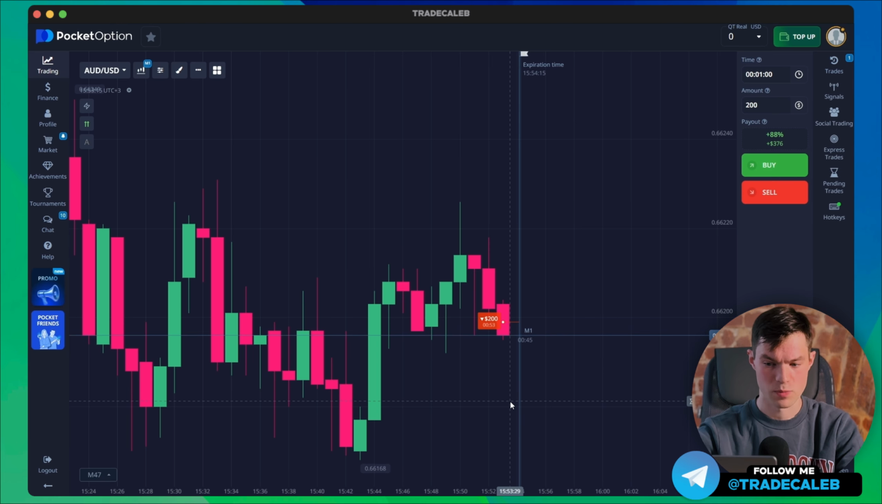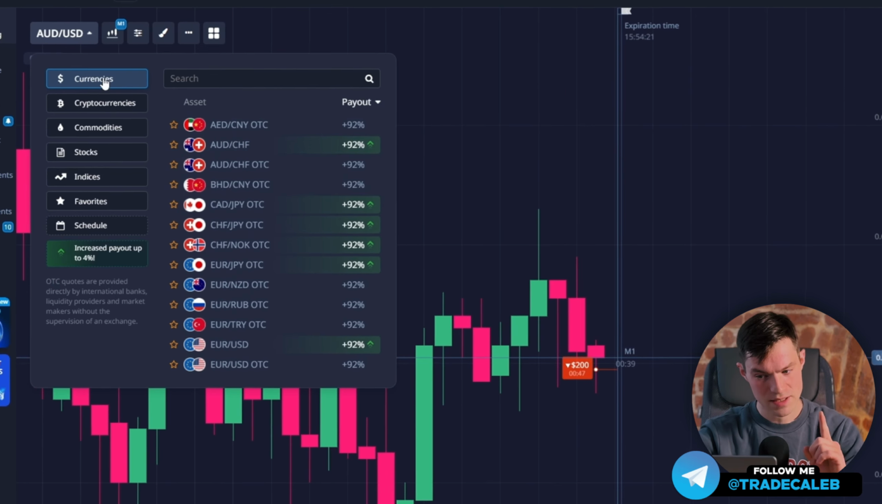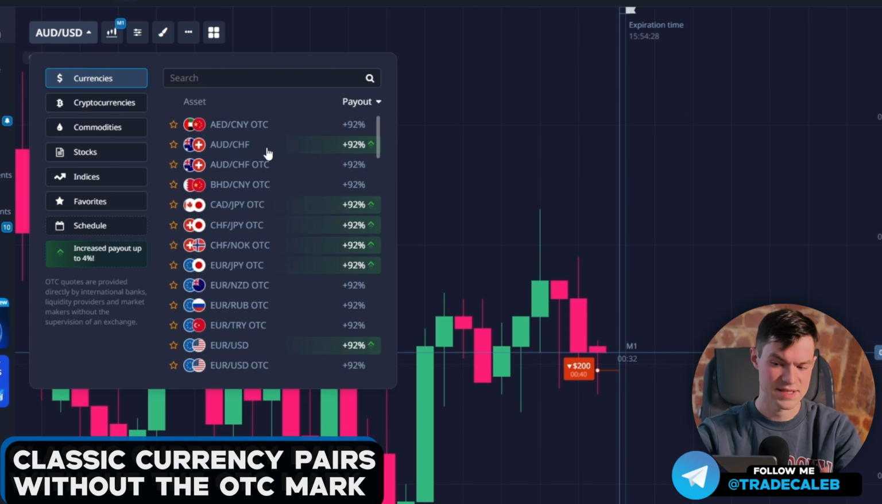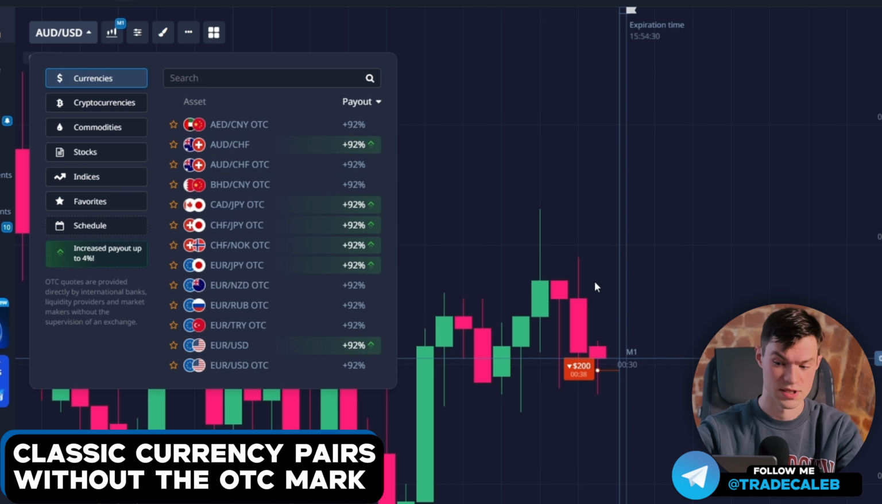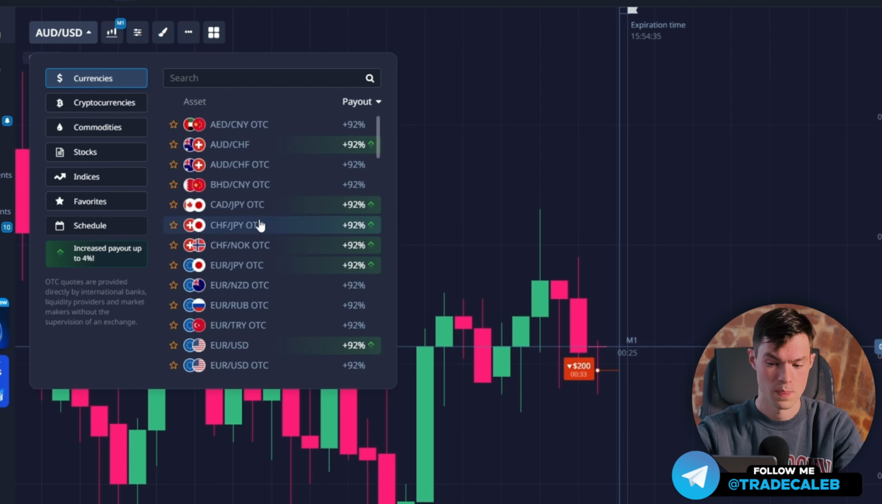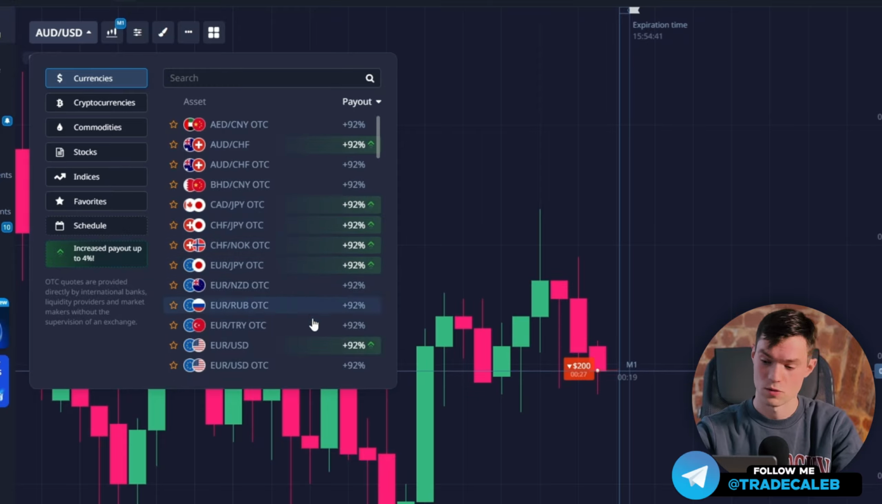While this trade is in progress, I would like to give you some advice on choosing a currency pair to open a trade with. The fact is that on Pocket Option we have currency pairs with and without the OTC mark. And when trading using this strategy, we must choose classic currency pairs without the OTC mark. All this is because only these currency pairs are broadcast on TradingView. Currency pairs with an OTC mark are the broker's own currency pairs, and there are none on TradingView.